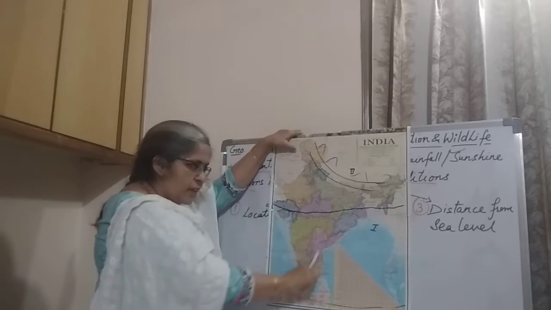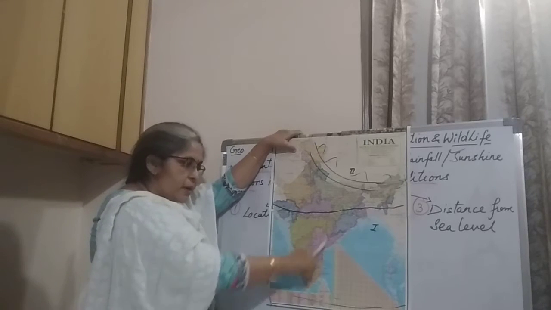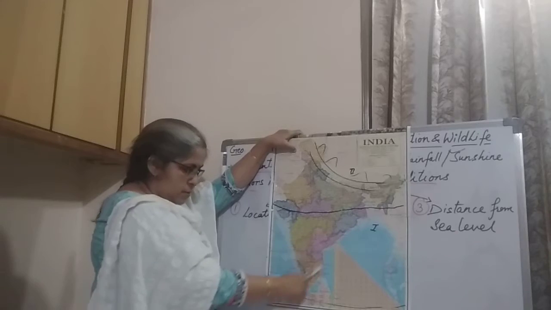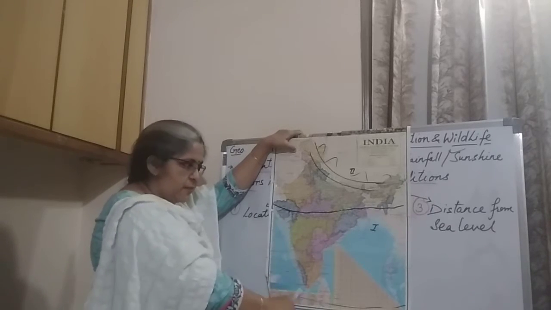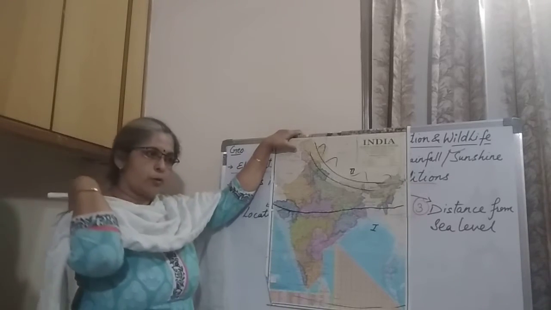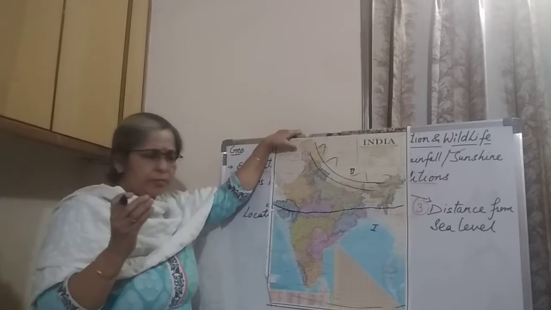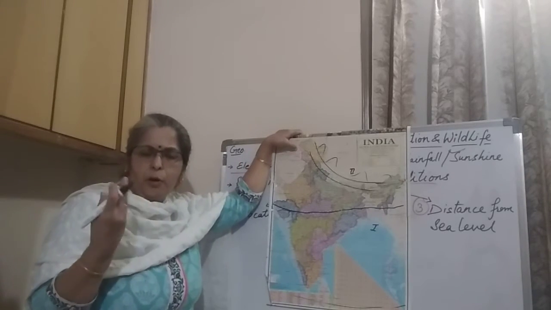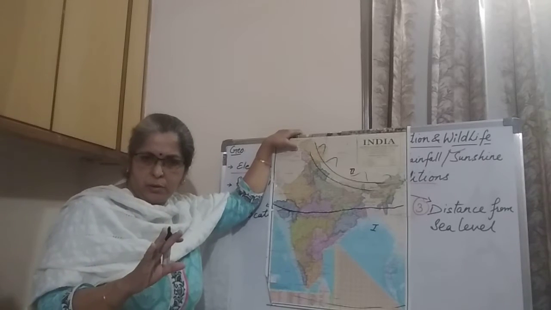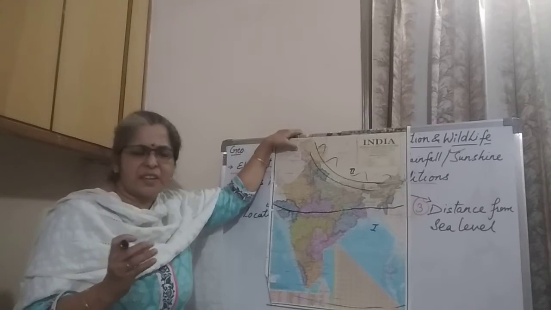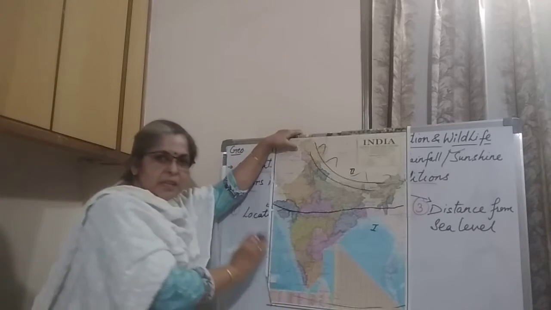Now here in between we are having the Deccan Plateau. Between the Deccan Plateau and both the sides, the coastal areas, the western coastal line and the eastern coastal line, they are having a very moderate climate. Not too hot, not too cold. Always there is humidity, moisture, because of the sea.